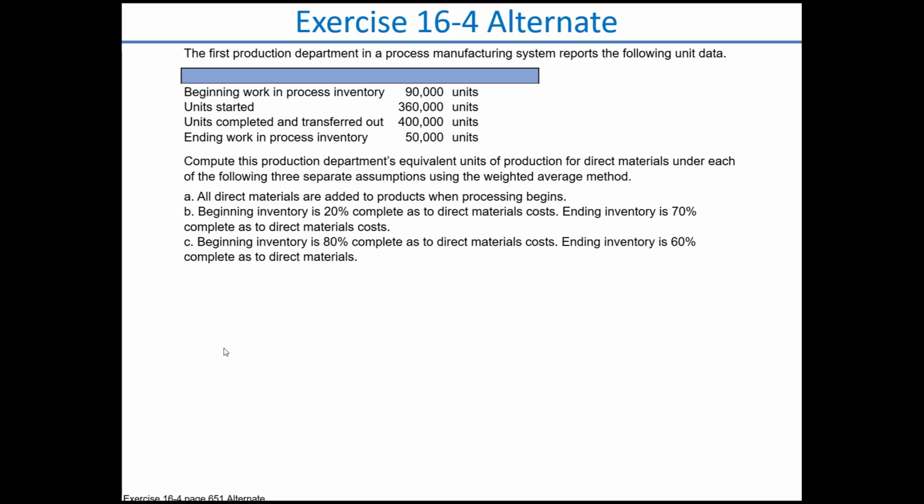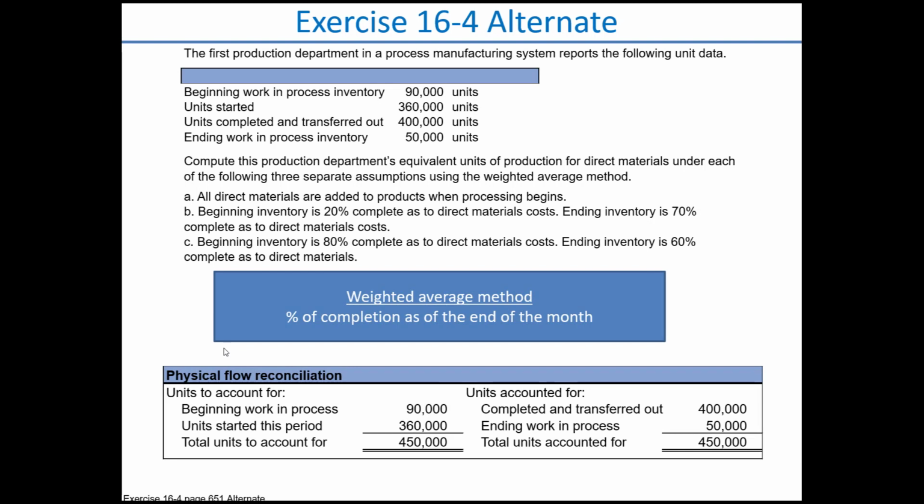So in this example, we have beginning work in process. So they started with some units. They started in the current period 360,000. They completed and transferred out 400,000, and they still have some left in ending inventory. And then they want us to compute the equivalent units of production under three separate assumptions.